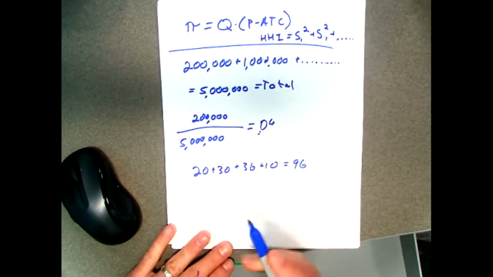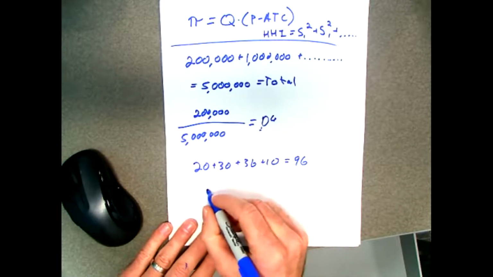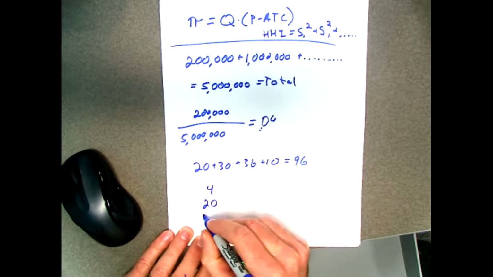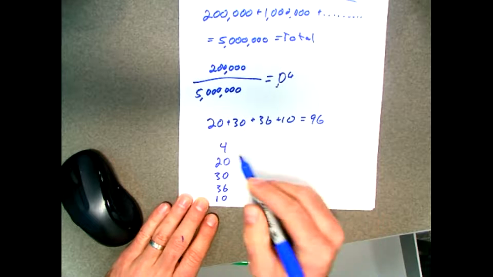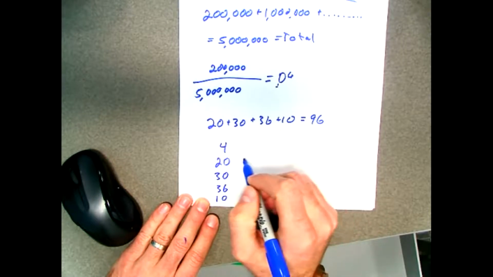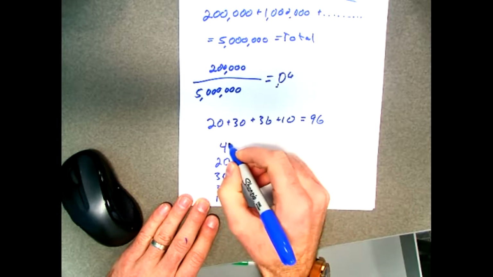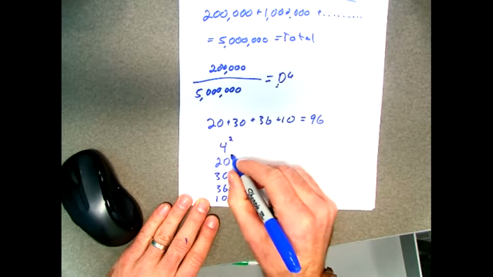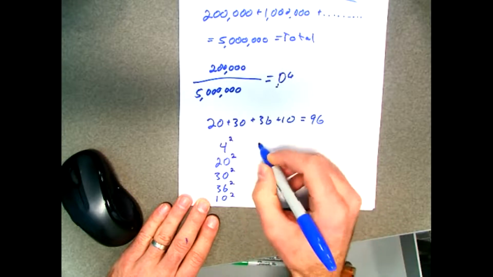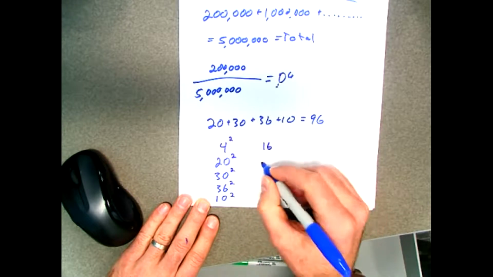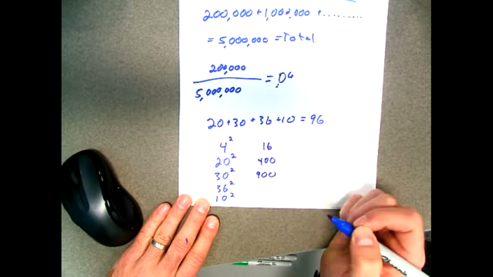So in the context of this example, if we go back, we have 4 of the firms here, and the 5th one I think was 4. So we had 4, 20, 30, 36, and 10. These were my market share percents. All I'm going to do is square each one of these and then add them all up. So 4 squared plus 20 squared plus 30 squared plus 36 squared plus 10 squared. 4 squared is 16, 20 squared is 400, 30 squared is 900.